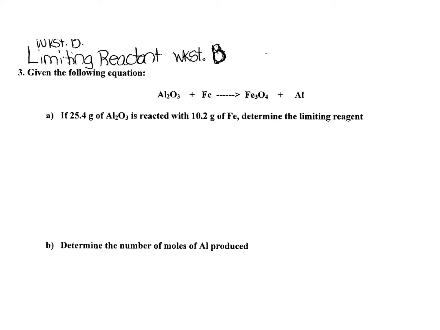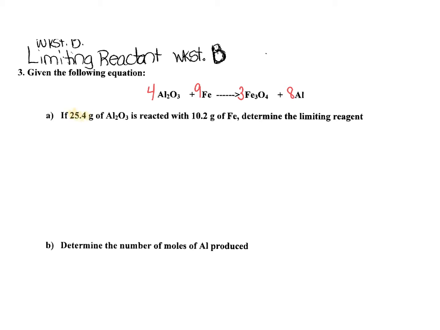So to correctly balance this, we have 4 moles of aluminum oxide react with 9 moles of iron, and that's going to produce 3 moles of iron oxide and 8 moles of aluminum. Now we're ready to move on to the problem.